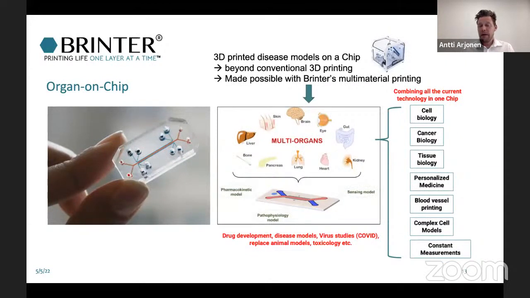And because we are now accessing different kinds of materials, patient-derived materials, there's no limitation on what we can design. So it can be not only cancer, but different kinds of organs to be built and studied in the future.